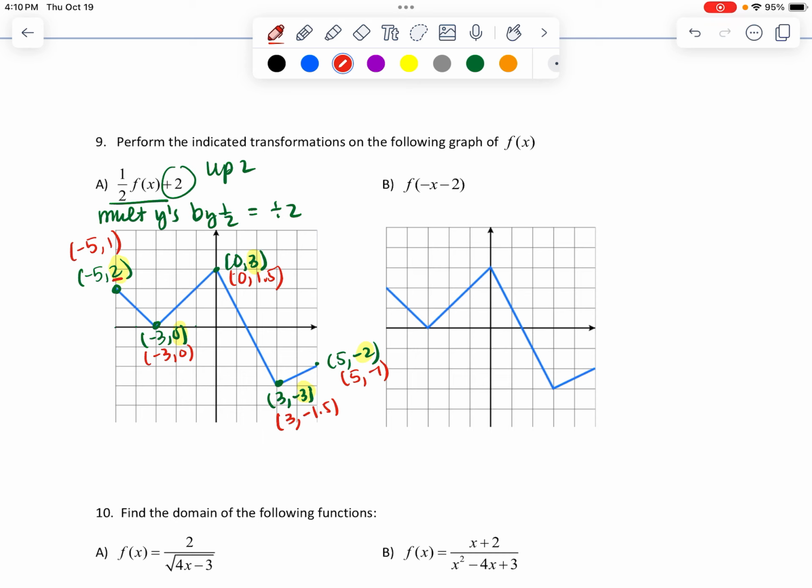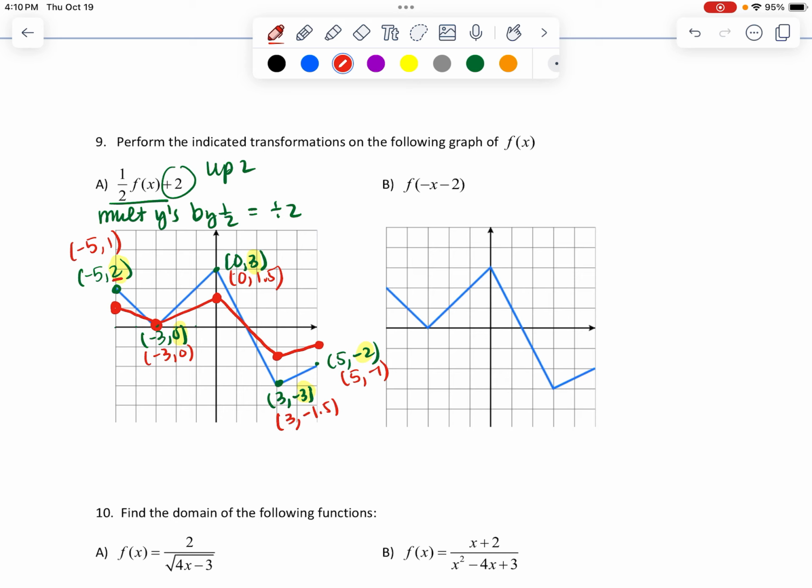So my new red dot is -5, 1, which is right here. My next red dot is -3, 0, which stayed the same. Then I'm at 0, 1.5, which is here. Then I'm at 3, -1.5, which is here. Then I'm at 5, -1, which is here. So if I connect this, notice I just shrunk my graph vertically. Okay, kind of squashed it.